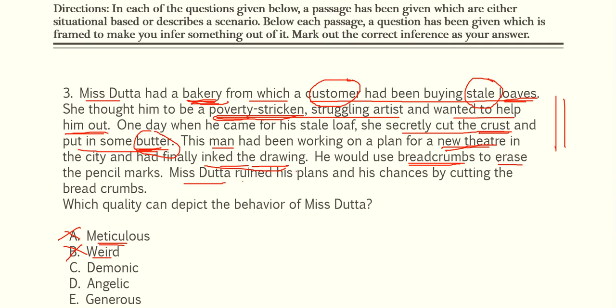Now, what is the meaning of demonic? Demonic means something that is related to or having the characteristics of evil spirits or demons, or we can say diabolical. Got it? Diabolical means related to the demon or hell, right? Or you can say someone who is wicked. Got it? So, Miss Datta is not wicked, right? This can be easily eliminated.